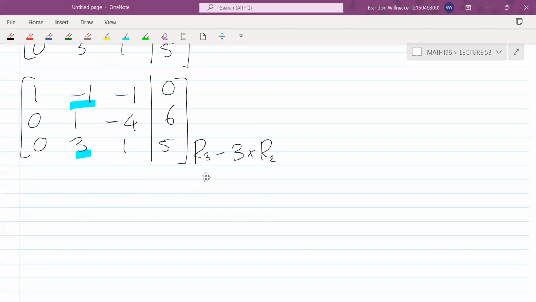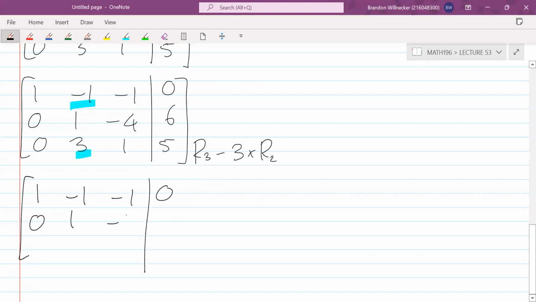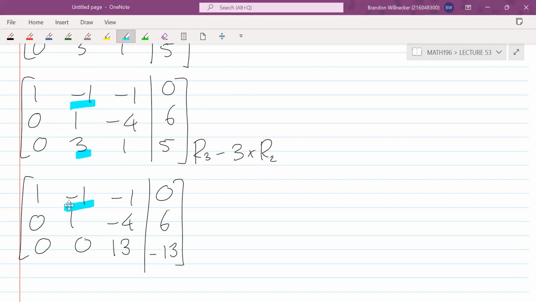The first row and the second row, they stay the same. We haven't done anything there. So we're going to get 1, -1, -1, 0, 0, 1, -4 and 6, 0, 0. And then here we're going to get 13, and then this is going to be minus 13. Okay, good. One more step and then we're done with this column. The minus 1 above, we need that to be a 0. So that's easy to do. We can take row 1 and we can add row 2.